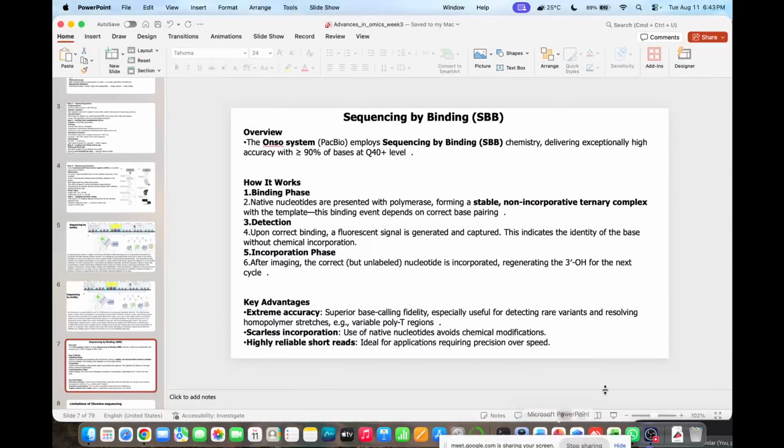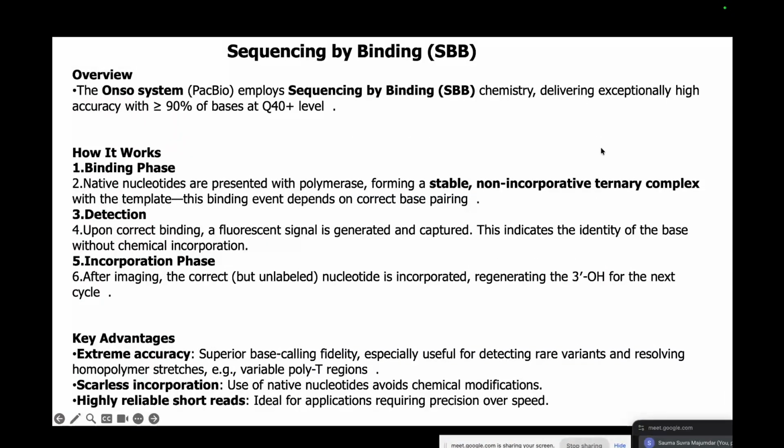Okay, so moving on, the next type of technology we'll be talking about is sequencing by binding. PacBio actually uses sequencing by binding, not sequencing by synthesis. So the thing is, with sequencing by binding, the USP is that it is very accurate. This is Q40, you remember the quality of the base. So this is a Phred scale. Q40 means 1 in 10,000 bases is the error rate. So that's pretty low and quite good.